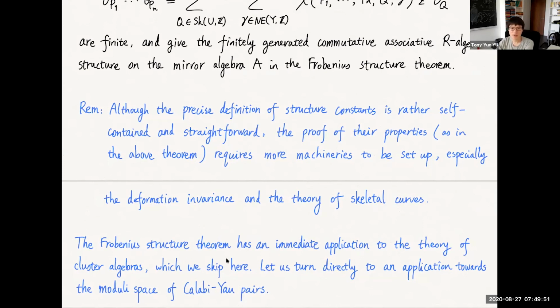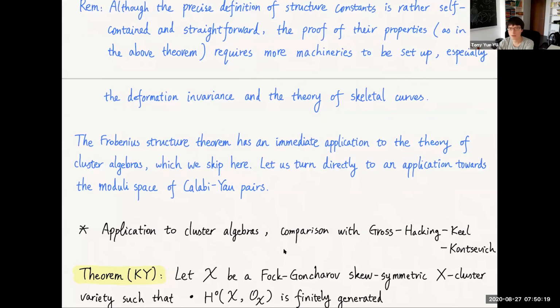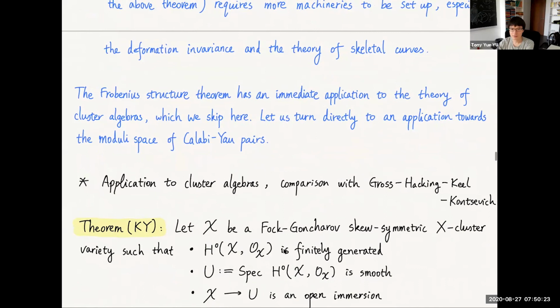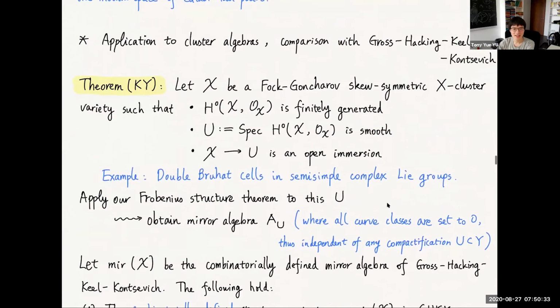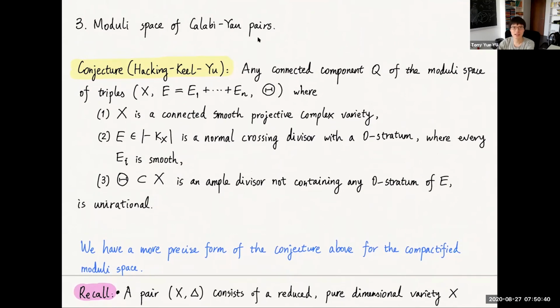And now I want to talk about some application. So this theorem has an immediate application to the theory of cluster algebras, which we skip in this lecture, and let us turn directly to an application towards the moduli space of Calabi Yau pairs. I have written something about applications to cluster algebras in my notes, but I have trouble to send it to you in Zoom, so I'll figure out how to send it after the talk. And let's go directly to the application to the moduli space of Calabi Yau pairs.